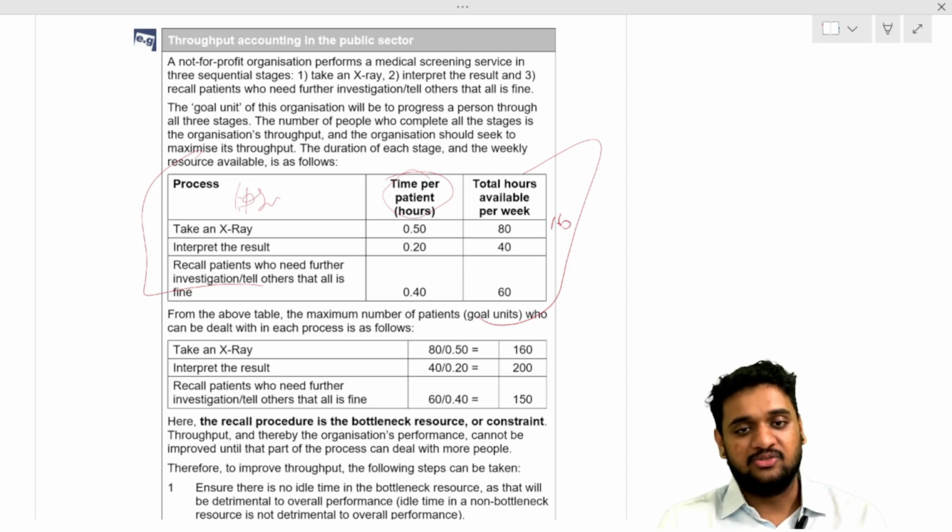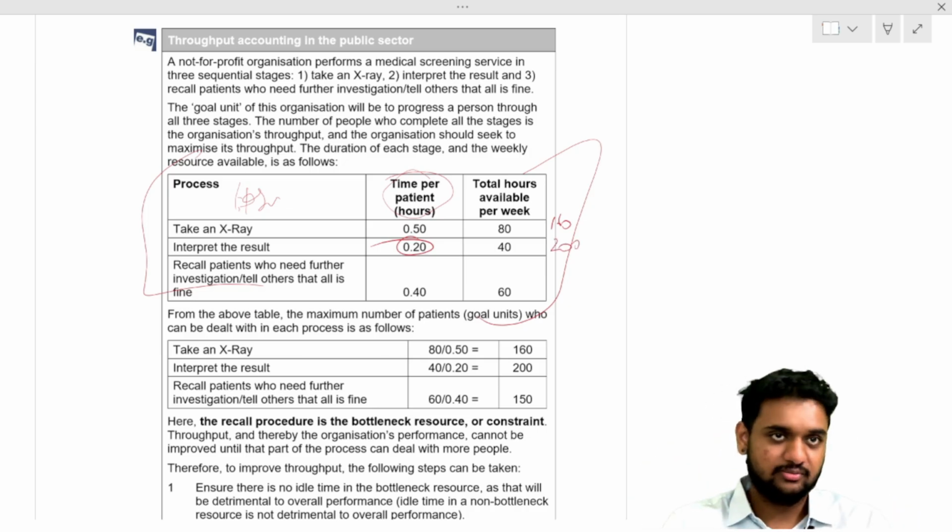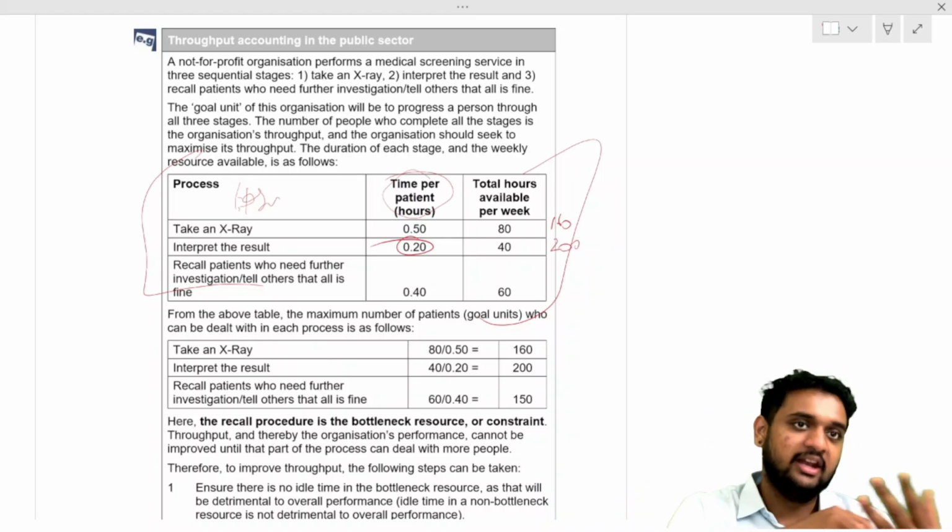Once we take an X-ray, to interpret the result it takes 0.2 hours. To interpret the result, how many hours does it take? 0.2. What are the total hours available? 40 divided by 0.2, if you do? 200. 200 results you can interpret. What it means is you can see and interpret 200 X-rays.